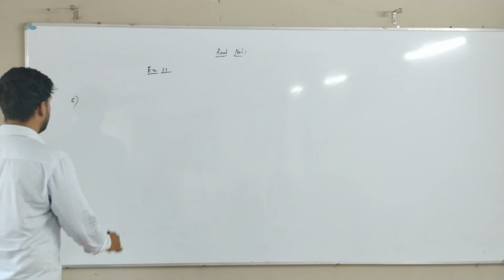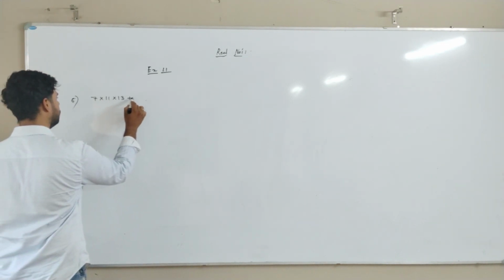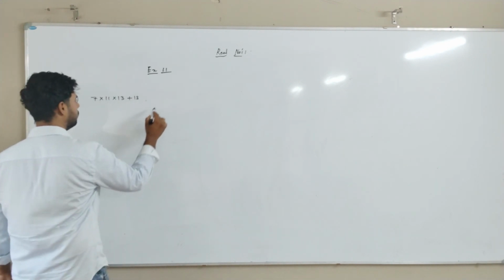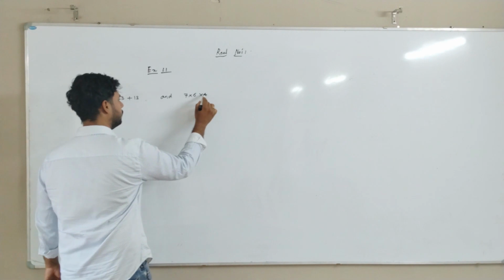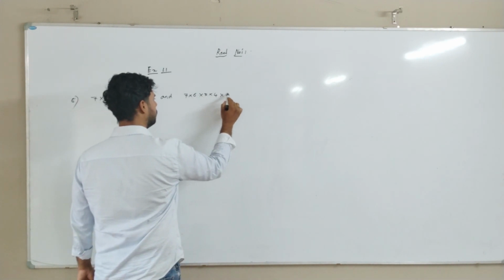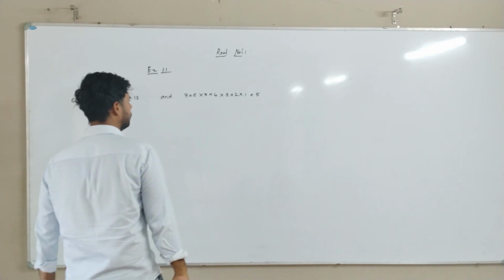7 into 11 into 13 plus 30, and 7 into 6 into 5 into 4 into 3 into 2 into 1 plus 5. Explain why. Are opposite.